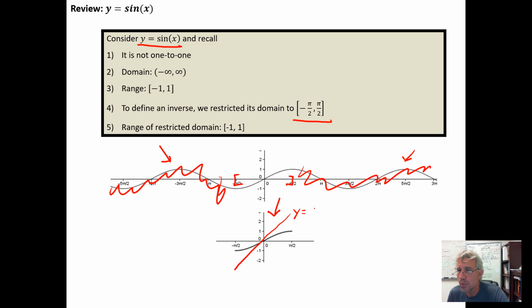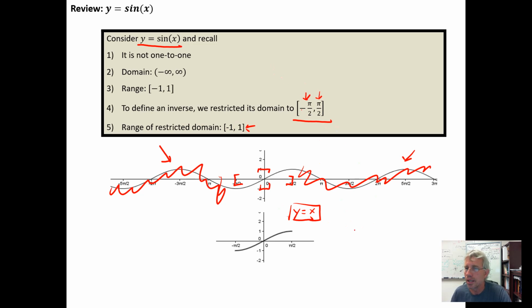So remember, if you have a graph of a function, to find the inverse function, you reflect in the line y equals x. So we restricted the domain of the sine function to run from negative pi over 2 to pi over 2. And over that restricted domain, the outputs ran from negative 1 to 1. So the range of the restricted sine function was negative 1 to 1, and the domain was negative pi over 2 to pi over 2.